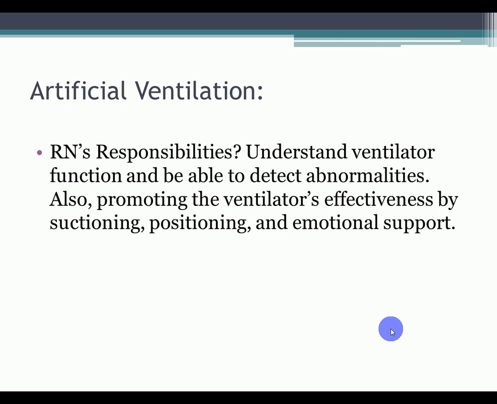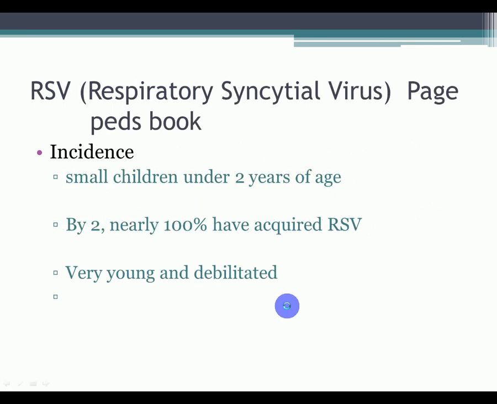Artificial ventilation, we've already been over in ICU, so we're not going to go over this content. Just understand ventilator function and be able to detect abnormalities. Also, promoting the ventilator's effectiveness by positioning, suctioning, and emotional support is part of the RN's role. All right, so now we're to RSV. There will be quite a few questions, and if you looked on your quiz, it's going to cover RSV and cystic fibrosis.